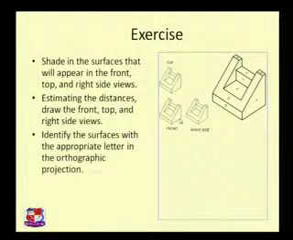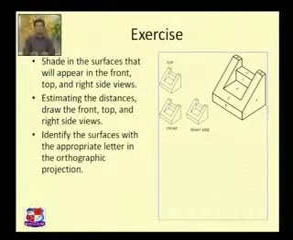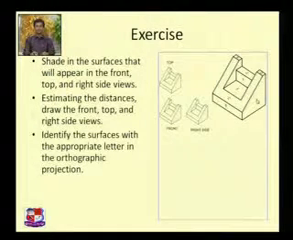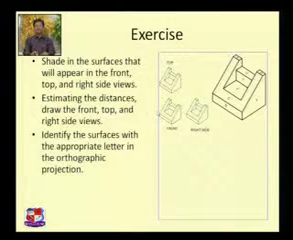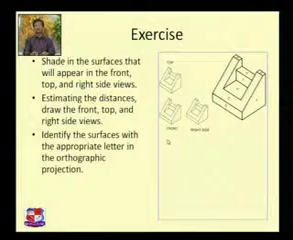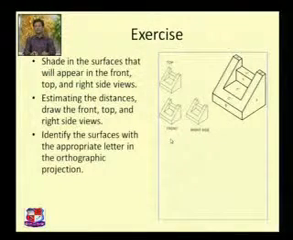Another exercise. This is an object having faces A, B, C, E, F, G, D and H. So to draw views of any object, first we name the surfaces. This is surface A, surface B, C, surface D, E, F, G, H and so on. Shade in the surfaces that will appear in the front view, top view and right hand side view.